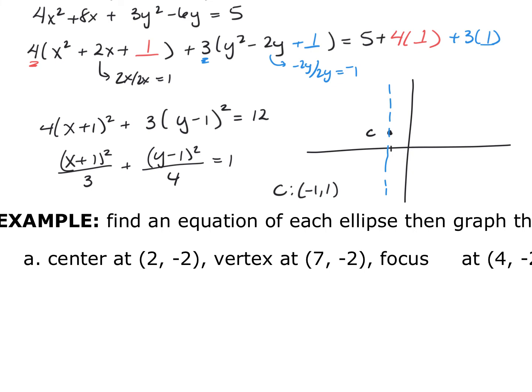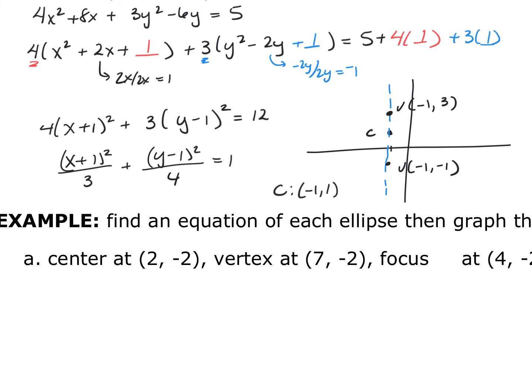I'm going to go up 2 and down 2 because I have 4 and I take the square root of that. So here's where my first vertex is. It is -1, 3. And my second vertex is right here, which is -1, -1. And again, I found that by adding and subtracting 2 to the y part because I'm running parallel to the y. My x part is the square root of 3, so that's always fun.